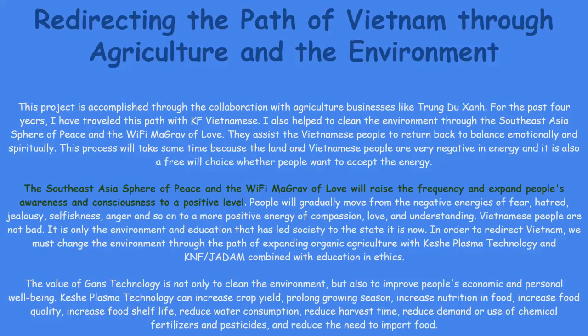This process will take some time because the land and the Vietnamese people are very negative in energy, and it's also a free will choice whether the people want to accept that energy. The Southeast Asia Spear of Peace and Wi-Fi McGrath of Love will raise the frequency and expand people's awareness and consciousness to a positive level. People will gradually move from the negative energies of fear, hatred, jealousy, selfishness, anger, and so on to a more positive energy of compassion, love, and understanding.